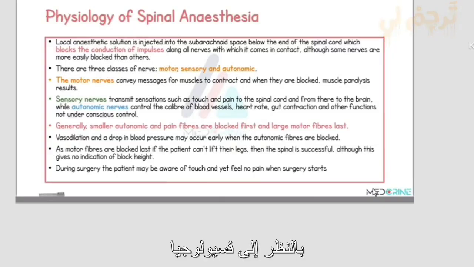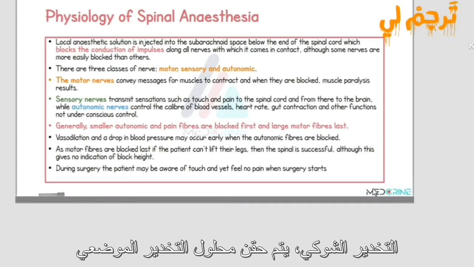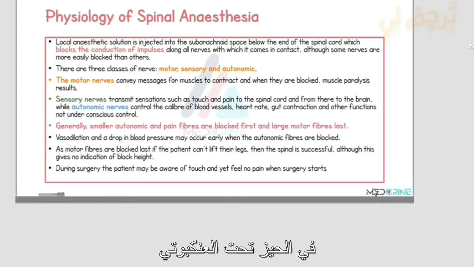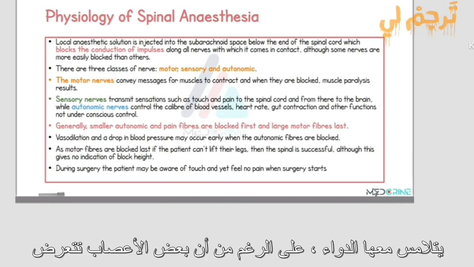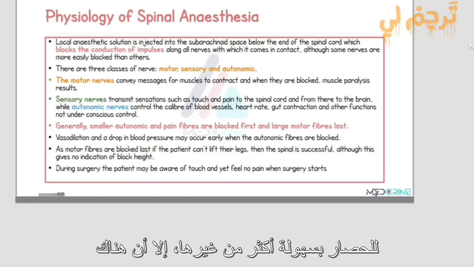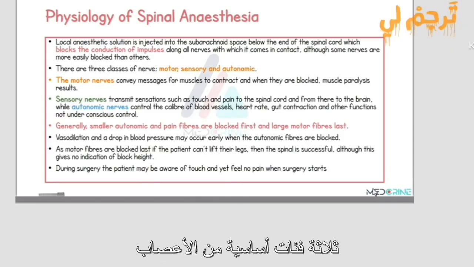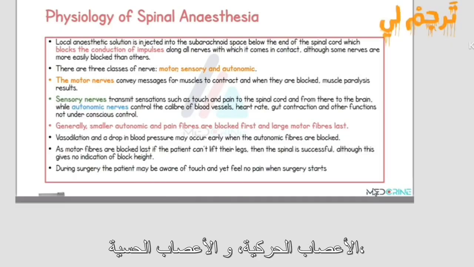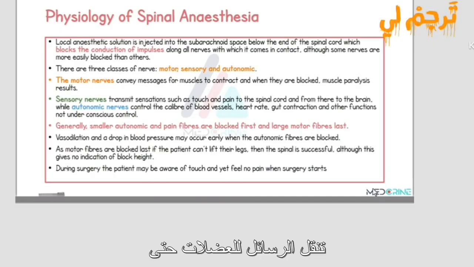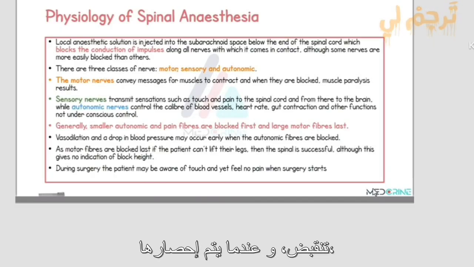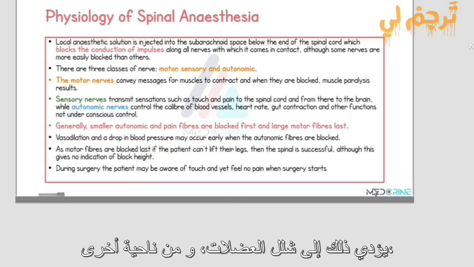Looking at the physiology of spinal anesthesia, local anesthetic solution is injected into the subarachnoid space below the end of the spinal cord, which blocks the conduction of nerve impulses along the nerves with which the drug comes into contact. Although some nerves are blocked more easily than others, there are essentially three classes of nerves: the motor, sensory and autonomic nerves. The motor nerves convey messages for the muscles to contract, and when they are blocked, muscle paralysis results.